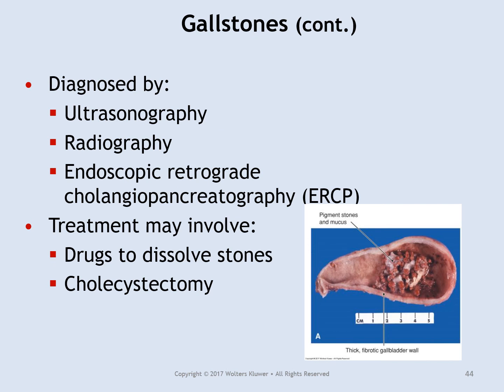So you can diagnose gallstones with ultrasonography, or sound, radiography, or X-ray, and endoscopic retrograde cholangiopancreatography, or ERCP. And here we have a resected, or removed, gallbladder with a lot of stones inside the gallbladder. There are drugs to dissolve stones, or you're going to have a cholecystectomy to remove the gallbladder.